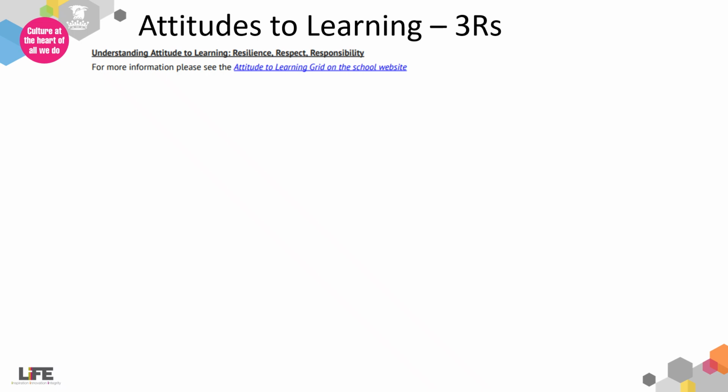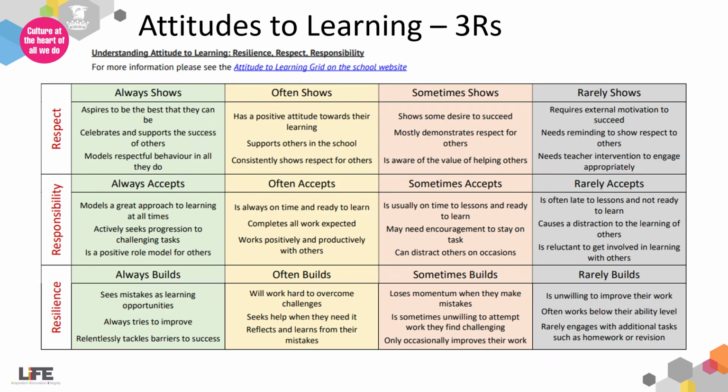Now, if you click on the blue link at the bottom of the report, it will bring up this page, and this is the page that our teaching staff have actually used to allocate those 3Rs levels to the students. So in each case, you can look down and see for respect, responsibility and resilience what sort of attributes a student needs to be showing to be awarded those different levels.